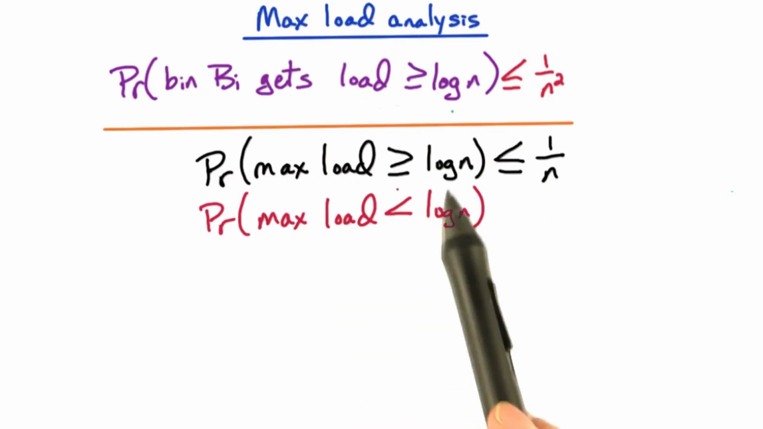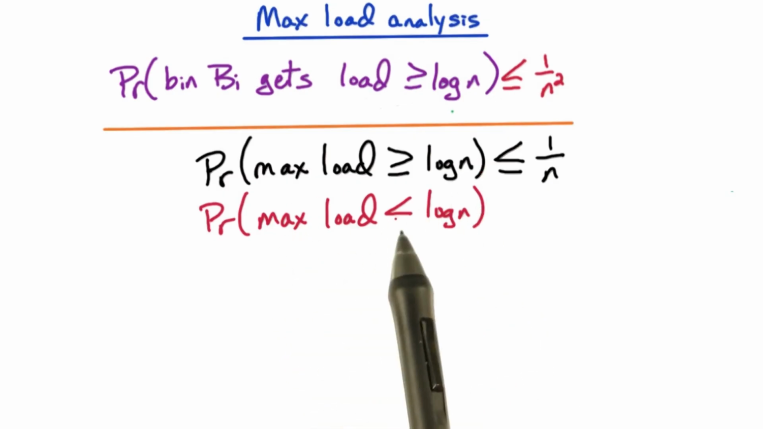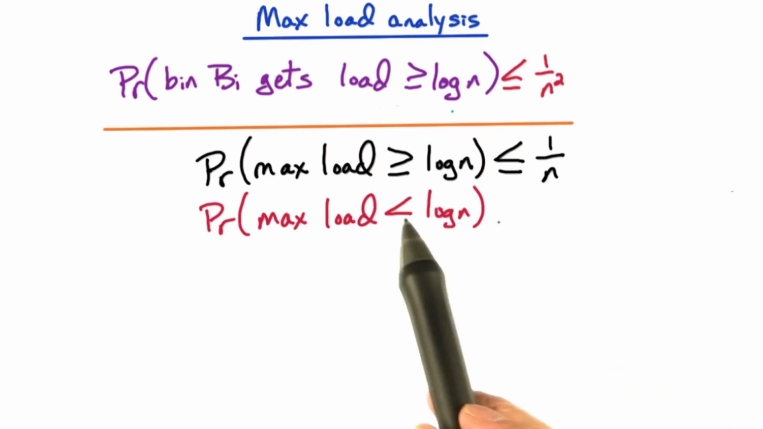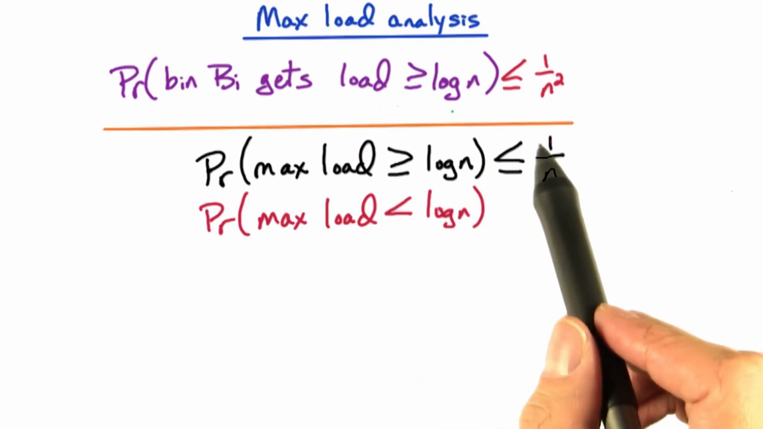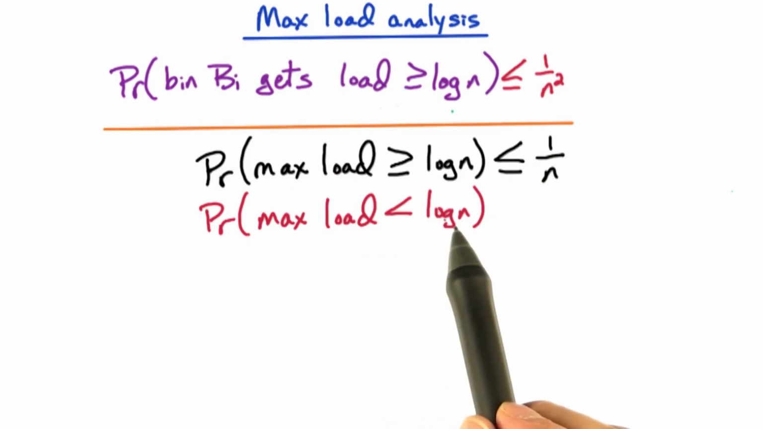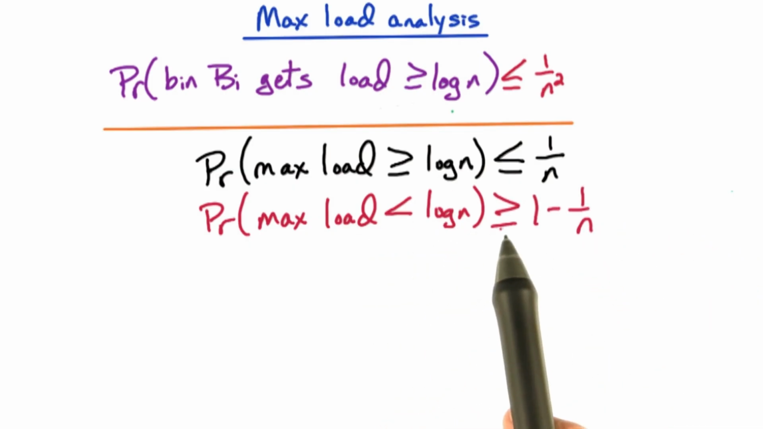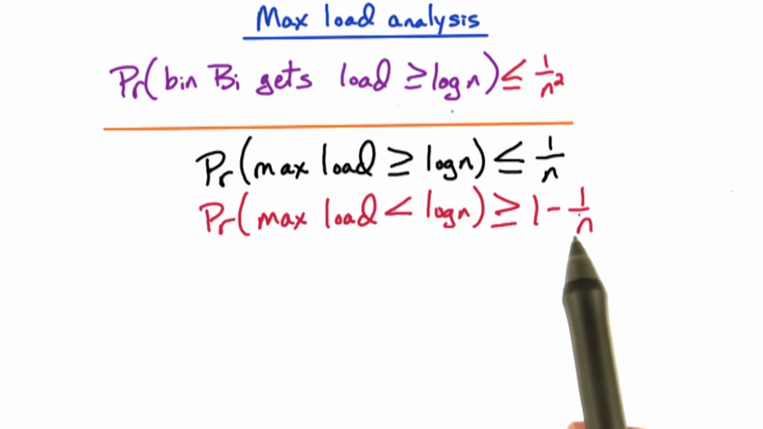Now we want to look at the complementary event that the max load is strictly less than log n. What is the probability of this? Well, this event is unlikely to happen. This happens with a small probability. This is going to happen with a large probability. In particular, it happens with probability at least 1 minus 1 over n.